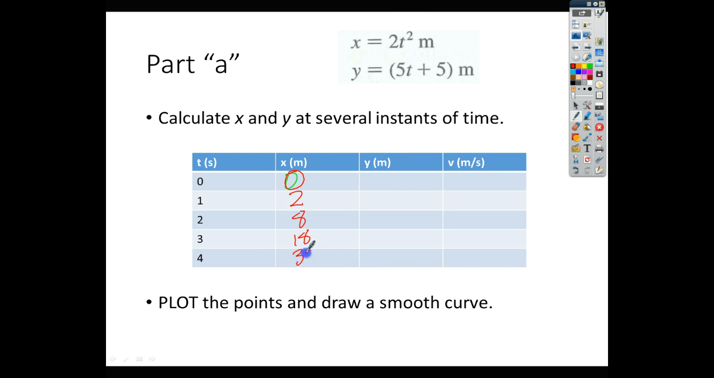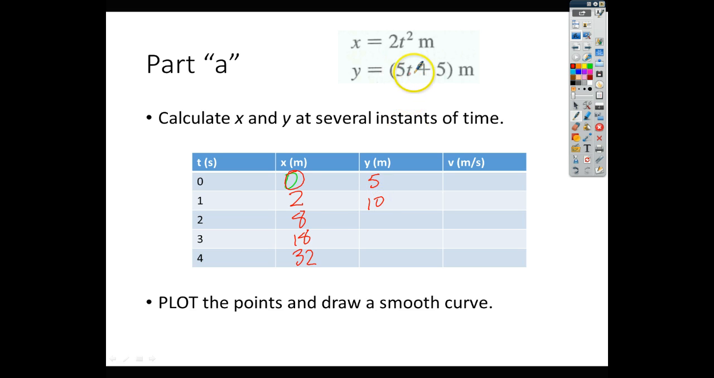16 times 2 would be 32. So those are our x positions. Our y positions are a different equation since they're independent of each other. So the bridge here between the two is time. So 5 times 0 is 0 plus 5. So that would be 5.